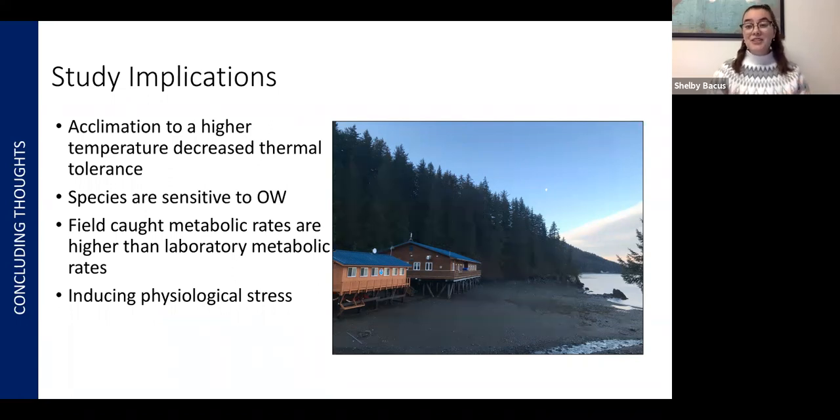Additionally, we found that field caught metabolic rates of Lania are higher than the laboratory metabolic rates. And this is interesting, and again, this could mean that the laboratory environment and condition is inducing physiological stress, and Lania is responding by decreasing its metabolic rate to meet the energy deficit demand to maintain homeostasis in their body.